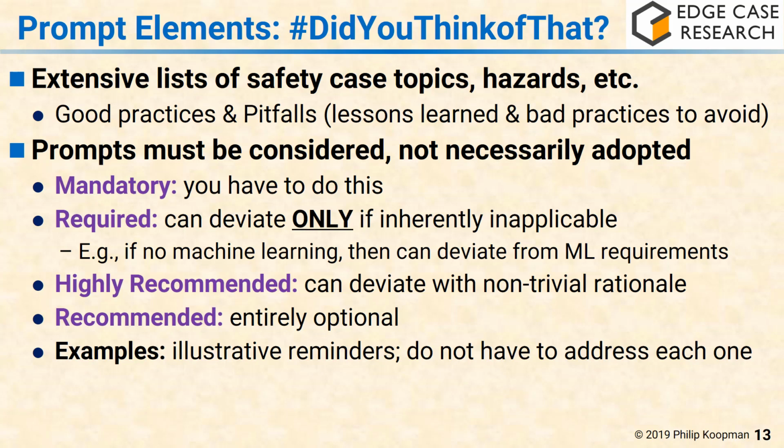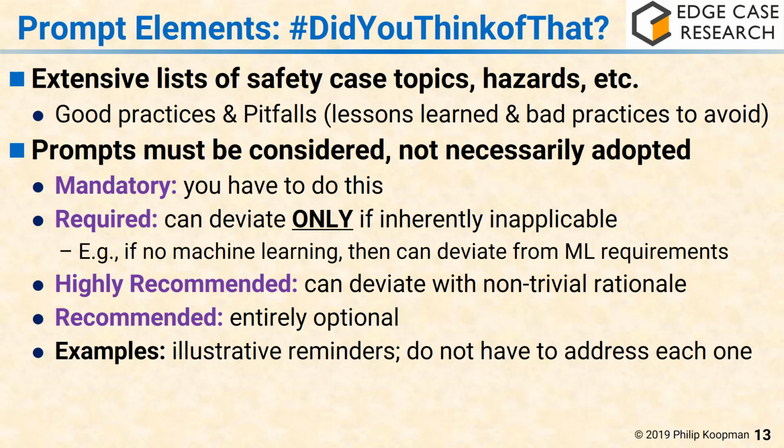Highly recommended is the next category. That one you can deviate from with any non-trivial rationale. There's quite a lot of highly recommended content, and you can just say, yeah, we thought about it. We don't think it applies. Here's a reason. It might be that there are many different types of testing listed, and you've decided to use some but not others because you think the ones you picked cover everything you need. That's fine. If they're all highly recommended, you can deviate from the ones that you're not using, saying we think the other ones cover it. You're done. You're good to go. Recommended is entirely optional. You do not even have to mention them. We just think that they're good ideas to consider.